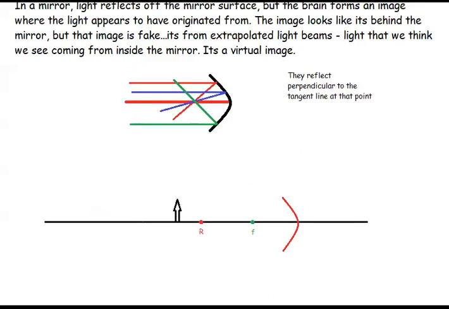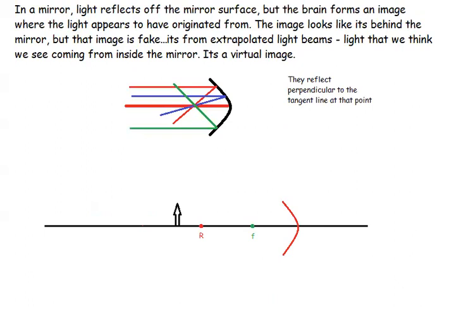Okay, so in a mirror, we talked about flat mirrors and you're going to see that image in the mirror. How does that really work? Well, the light is reflecting off the surface of the mirror, but the brain is forming an image from where the light appears to have originated from. In a flat mirror, it appears to have originated from inside the mirror. So the image looks like it's behind the mirror, but we know that has got to be fake because there's nothing behind the mirror.